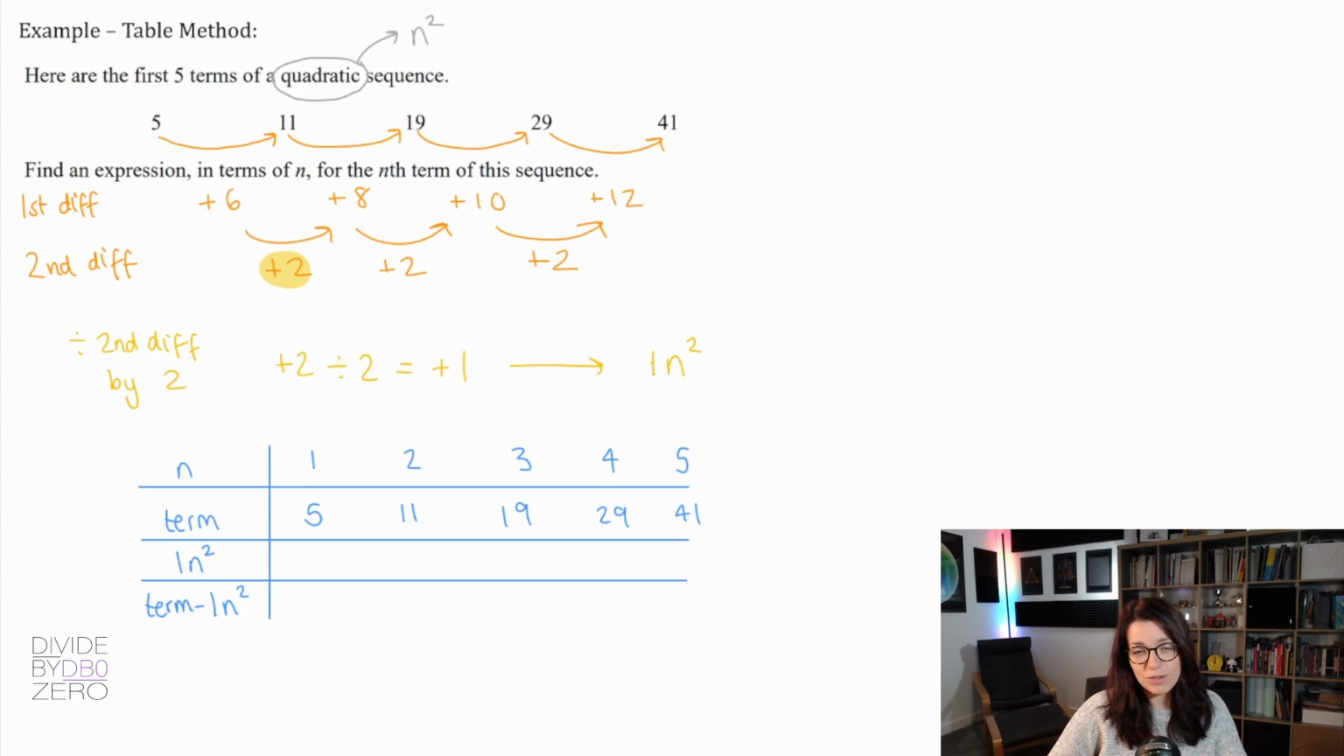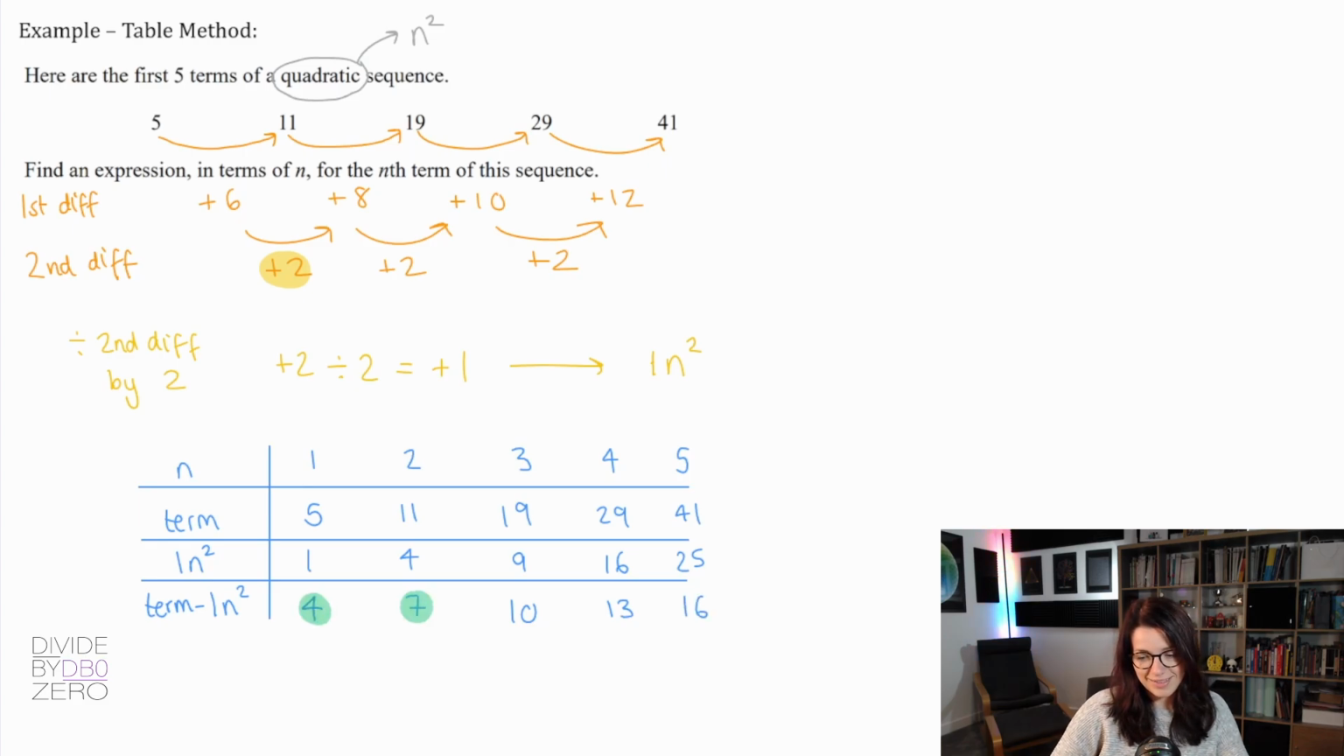1n squared, you have to work that out. So for each n value, we're going to do n squared and then times by 1. So that's going to be 1, 4, 9, 16 and 25. And then term take away 1n squared, you literally just do the subtraction. So 5 take away 1 is 4, 11 take away 4 is 7, 19 take away 9 is 10, 29 take away 16 is 13, and 41 take away 25 is 16.